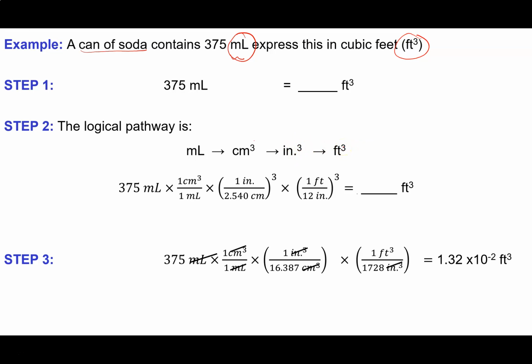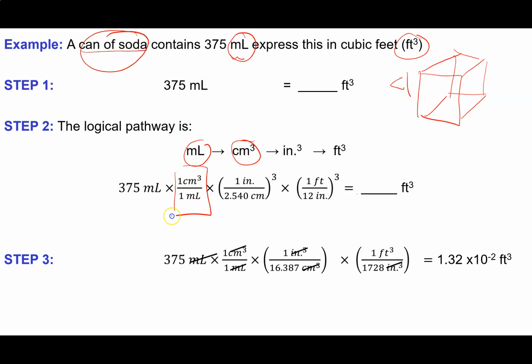Now, 1 cubic foot is a cube that is a foot on each side, 12 inches on each side, and a can of soda is not that big. So I know I'm going to get less than 1 cubic foot. So my answer at the end here is going to be less than 1. So keep that in mind as you work through this, right? So this is the key information to go from milliliters to centimeters cubed. Remember earlier we said that 1 centimeter cube is exactly the same as a milliliter. So there is 1 centimeter cube for every 1 milliliter.